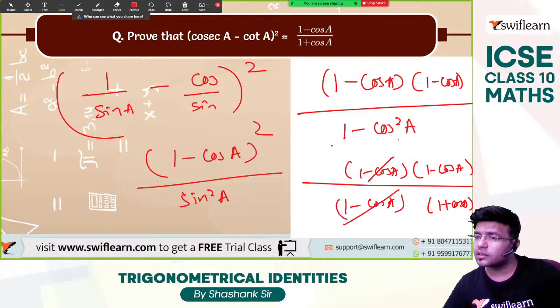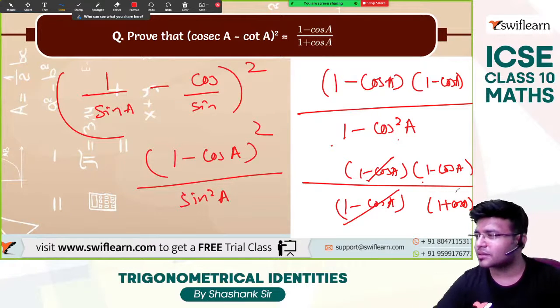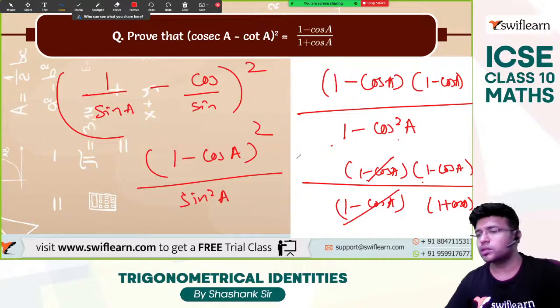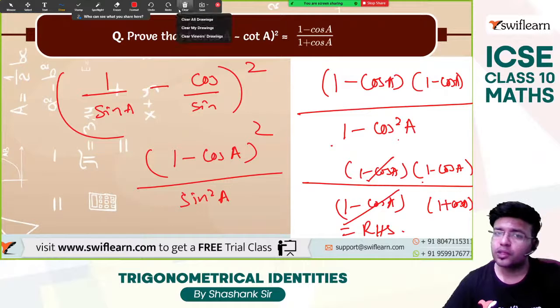Okay, so this and this is cancelled. So we are left with (1 minus cos A) divided by (1 plus cos A). This is the answer. This is how we do this, which is equal to RHS. Hence proved.